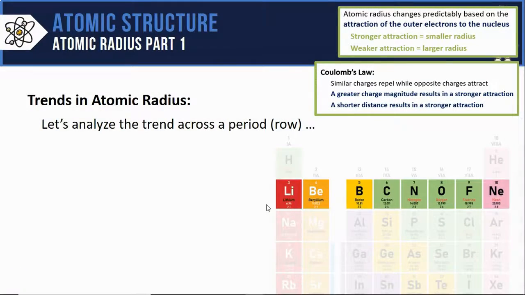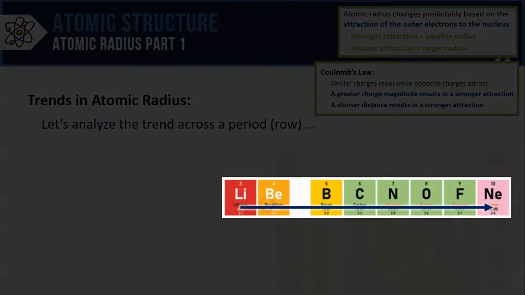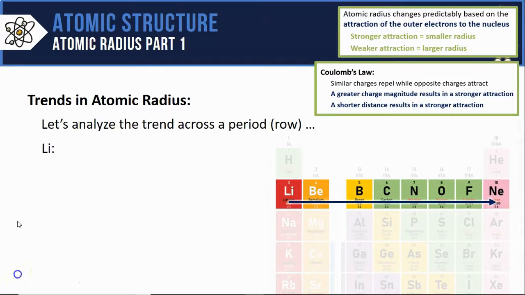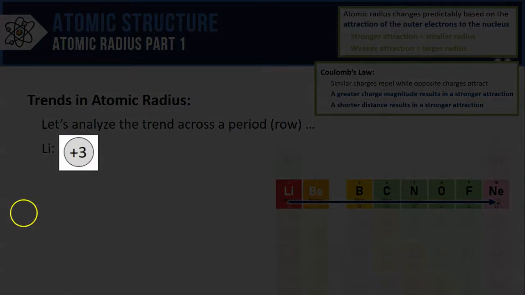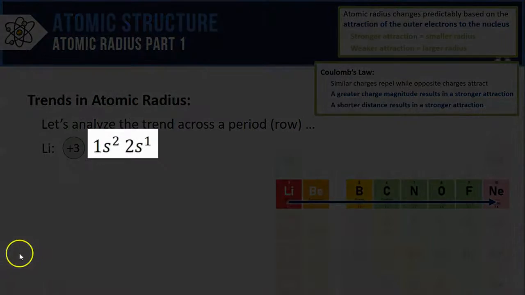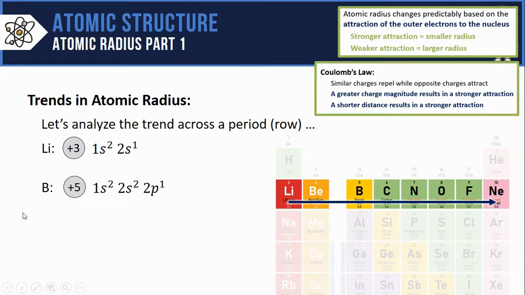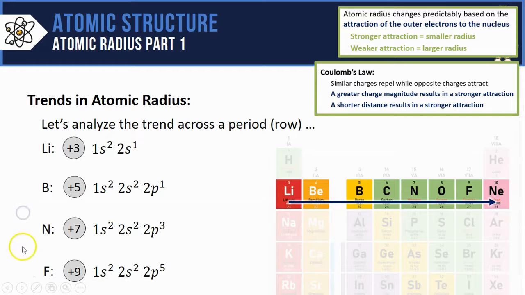So let's finally go back to row 2, and you can imagine maybe moving from left to right across this row, starting with the element lithium. For each atom in the row, there's two things we're going to want to analyze. The first is its nucleus and the corresponding nuclear charge. Lithium's is +3. The second is the electron configuration. So we don't have to do this for every single atom. Let's skip over to boron and then nitrogen and end with fluorine.